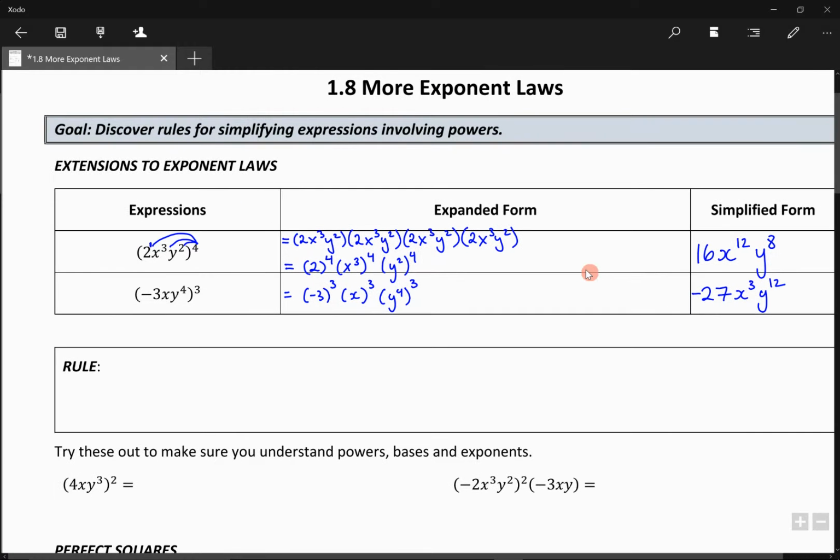So what's the rule? The exponent applies to every part of the term. The term is this whole thing, and every part of the term are these numbers, so negative 3, x, and y. So the exponent has to apply to every part of the term.